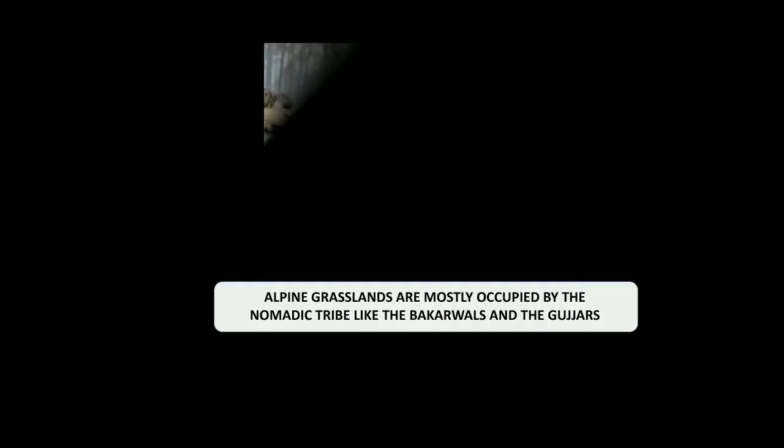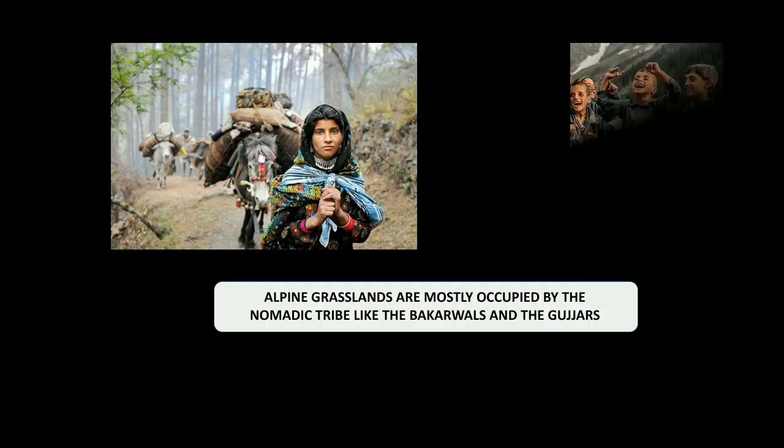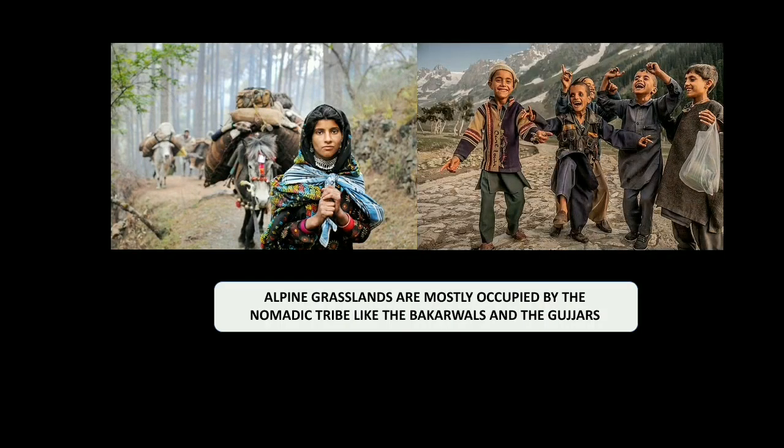These alpine grassland areas, these low-lying areas, are mostly visited, or people live there. The nomadic tribes of Bakarwal and Gujarat bring their cattle to these low-lying areas and leave their cattle for feeding. These nomadic tribes keep moving from one place to another. They live in the Himalayan region and always bring their cattle for grazing in this kind of region.